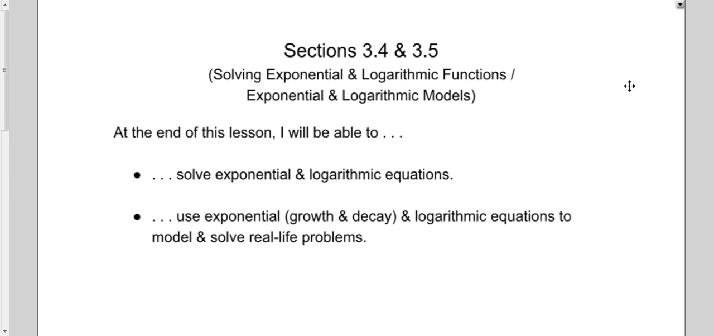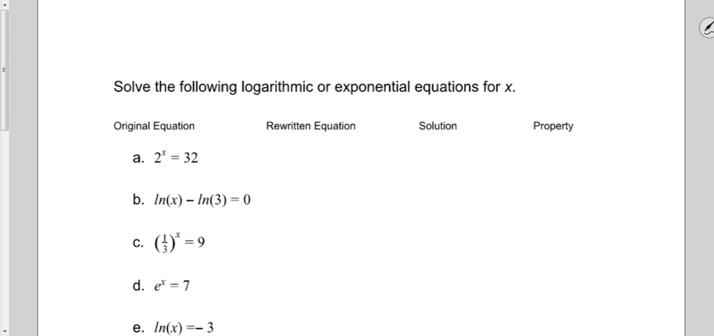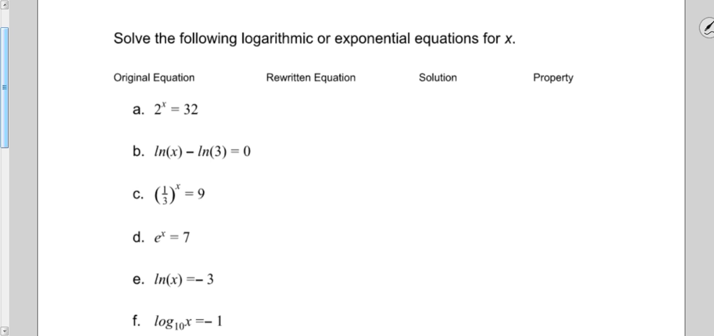So we're going to spend most of today doing this, this right here. We're going to spend most of today doing that. Okay, so we're going to basically take a minute to solve each of these logarithmic or exponential equations for x. So the first one, letter A, is 2 to the x power equals 32.